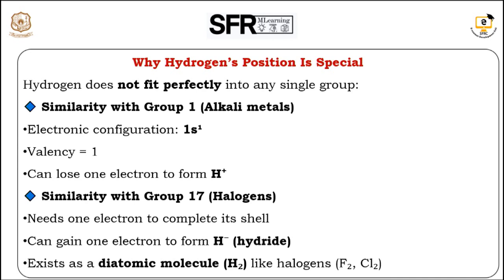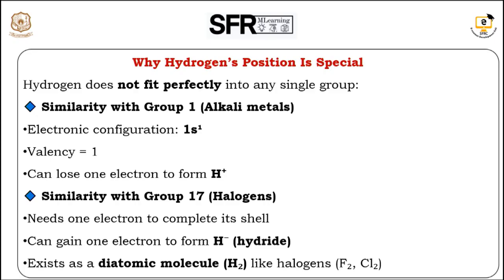How is it special? Because of its similarity with the first group, the alkali metals. The alkali elements are lithium, sodium, potassium, rubidium, cesium, francium. Their electronic configuration is 1s1, and hydrogen also has the same electronic configuration 1s1. The valency is 1; similarly, hydrogen has a valency of 1. A metal can lose one electron to form M+ ions; similarly, hydrogen can lose one electron to form H+ ions.